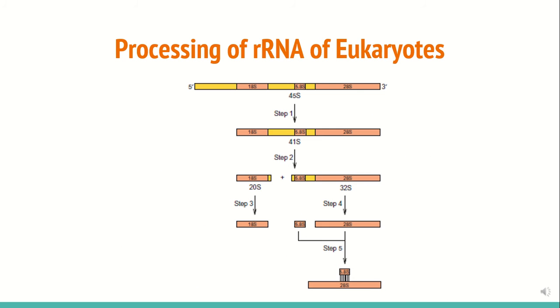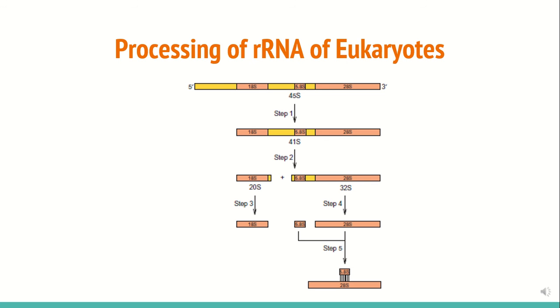Processing of rRNA of eukaryotes. This is the processing scheme of the 45S human rRNA precursor. In step 1, the 5' end of the 45S precursor RNA is removed, yielding the 41S precursor.